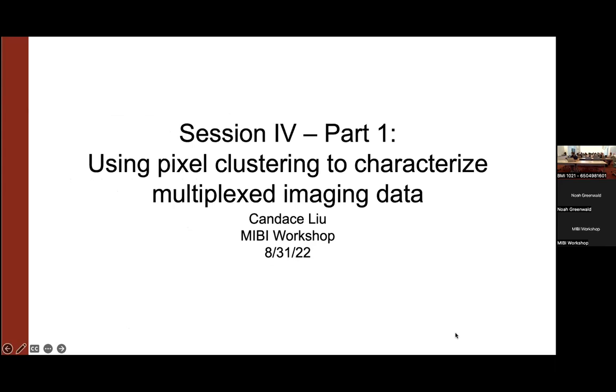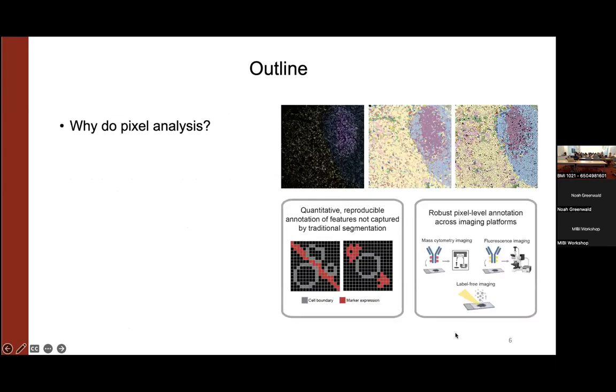Okay, hi everyone, I'm Candace, and for the rest of today, I'll be talking about how to use pixel level analysis to analyze your multiplex imaging data. So first, I'm going to give some motivation of why we want to do pixel level analysis at all. Then give an overview of the pixel clustering pipeline in Pixie. So this first part of the talk today will tell you how to go from your MIBI images here to your pixel cluster overlay, as represented in the middle there, where each color represents a different pixel cluster.